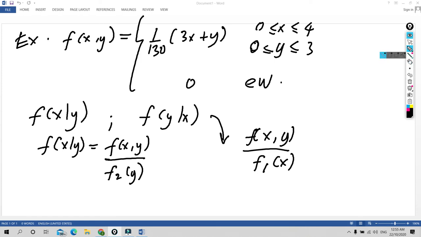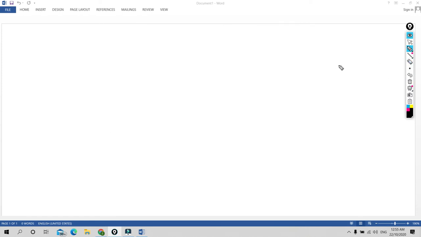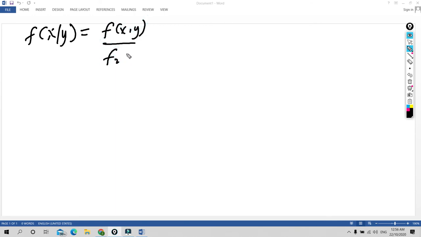Okay, so let's find a new one. I want to find f(x given y), because of the formula involved. So f(x|y) is equal to f(x,y) divided by f sub 2 of y.